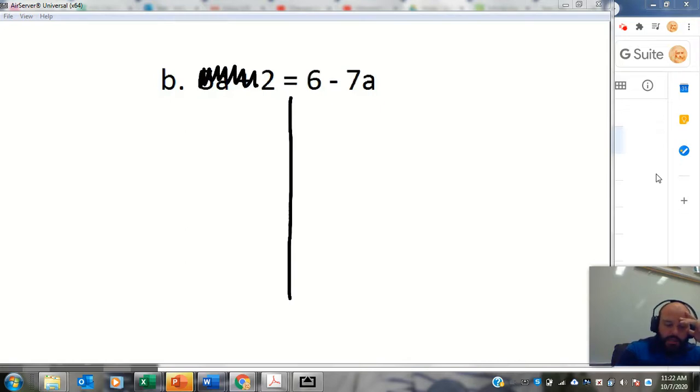Then we're going to do the same thing. Is there anything to simplify on the right? And again, the answer is no. They're not like terms. So now we can begin to get the variables all over to one side or the other. In this case, you can see we have a 5a and we have a negative 7a. I personally always try to move the negatives over to the other side. So since we have negative 7a, I'm going to add 7a to this side, and I'm going to add 7a to this side.